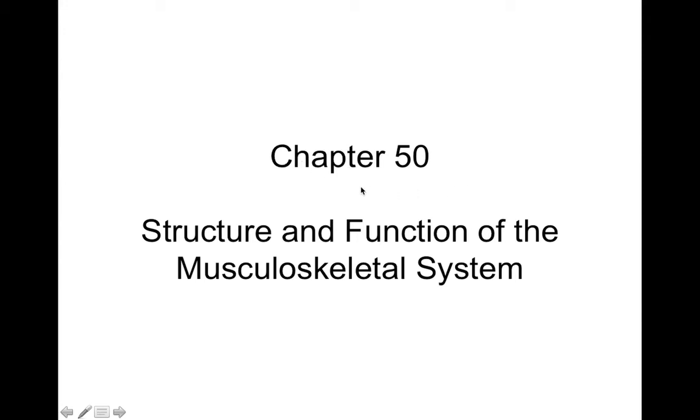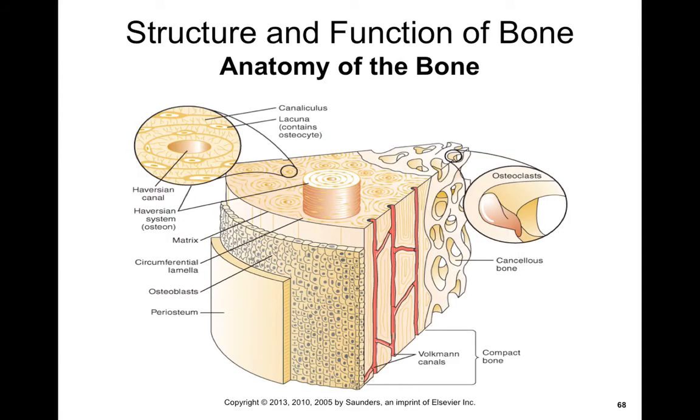Okay, chapter 50 is just a quick overview of the structure and function of the musculoskeletal system. So in this slide, we're just looking at the general anatomy of bone. We know that bone's a living thing, it's an organ, because it's made of multiple tissue types, and it's dynamic, it's constantly changing over the course of our lifetime. So it's not this dead, solid, static structure. It's living and constantly changing.